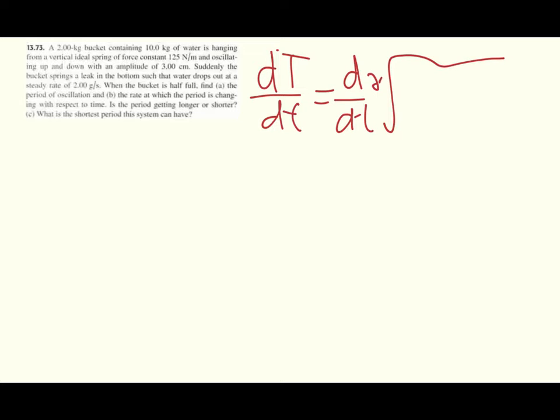Part B of this problem really is the harder part, the part where you actually have to find the rate at which it happens. So you're going to take the derivative of the period with respect to time, which means you're going to take the derivative of that whole expression, 2 pi root m over k.